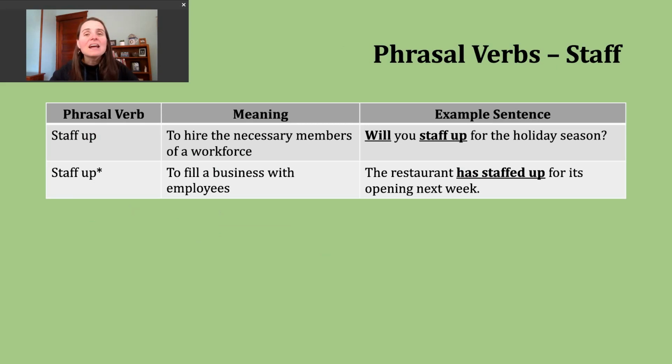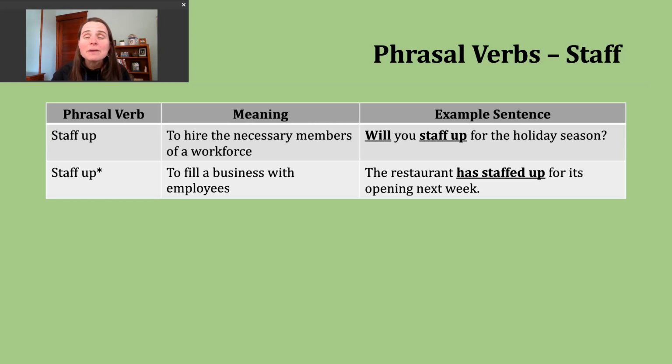Okay. Now, as I promised, there is a phrasal verb you might encounter with staff, and that is to staff up. This can have a couple different meanings. One is to hire the necessary members of a particular workforce. So that, again, could be for any type of company or organization. An example of this might be, will you staff up for the holiday season? This is a question someone might ask the owner of a business that is more seasonal in nature. And again, they're asking, are you going to hire more workers?